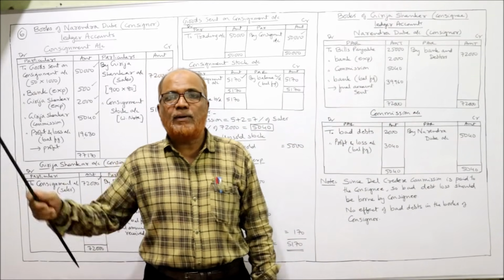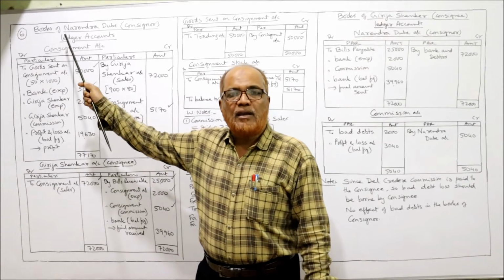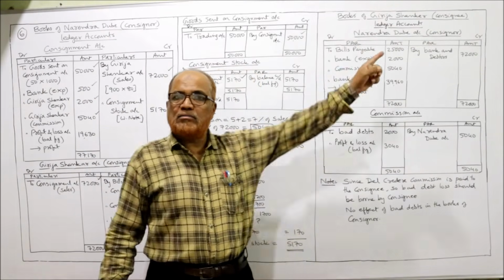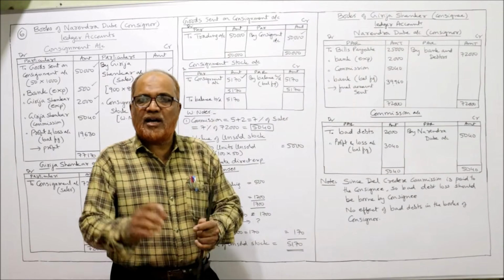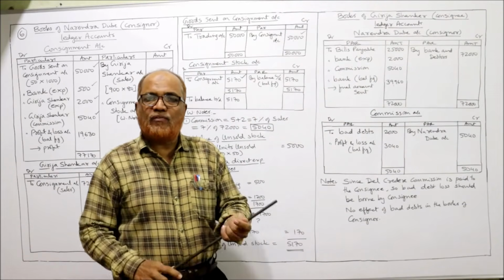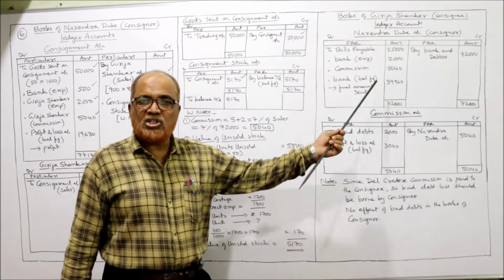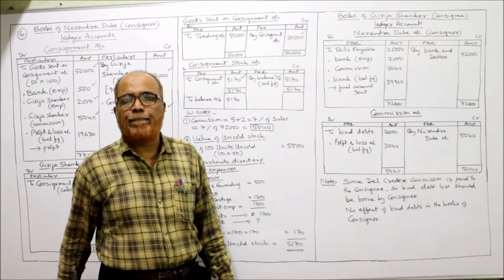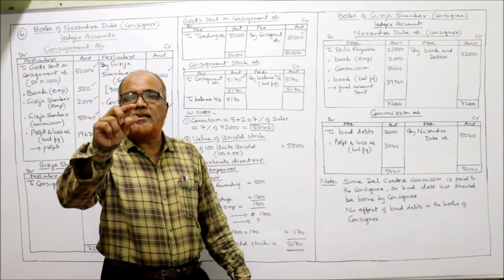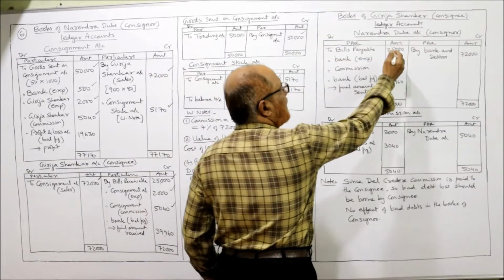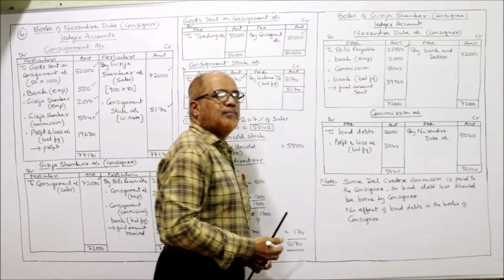Who is the drawer of the bill? Narendra Dubey. Narendra Dubey has drawn a bill of exchange on Girija Shankar. Girija Shankar accepted it. So for Narendra Dubey it is a bills receivable, and for Girija Shankar it is bills payable. So Narendra Dubey account debtor to bills payable. So debit side to bills payable 25,000.